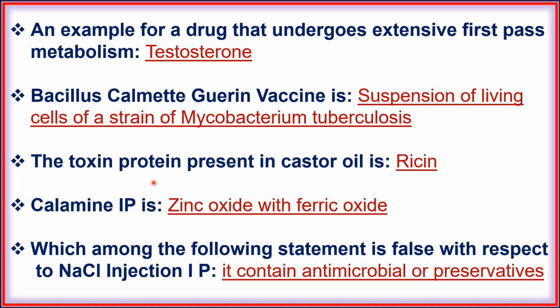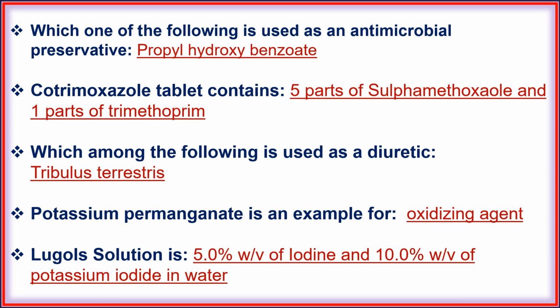Next, the toxin present in castor oil is ricin. Next, calamine IP is zinc oxide with ferric oxide. Next, which among the following statement is false with respect to sodium chloride injection IP? It contains antimicrobial preservatives. NaCl injection cannot contain antimicrobial or preservatives.